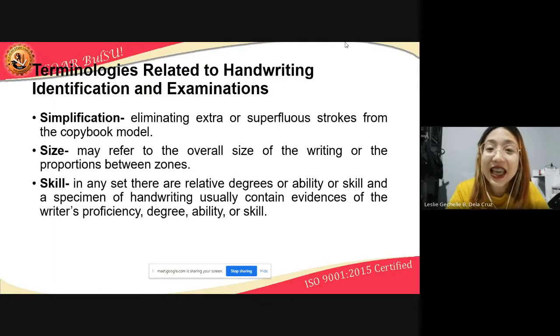Size. Skill. In any set, there are relative degrees of ability or skill, and the specimen of handwriting usually contain evidences of the writer's proficiency, degree, ability, or skill. Yung kakayahan mo. Sabi nga, di ba, the greater your skill in writing, the less that there will be variations in your handwriting. Kasi nga, dahil skilled writer ka, kaya mong kopyahin, kumbaga, parehas na parehas yung mga nauna mong sulat na para bang computer na ang nagsusulat.